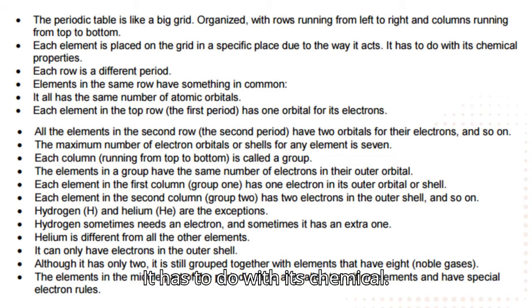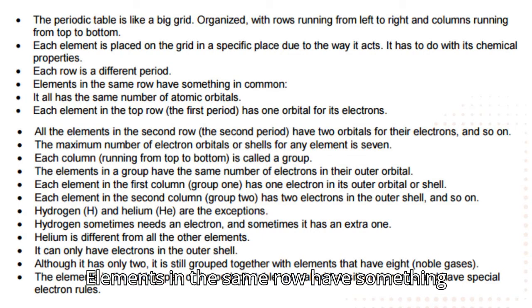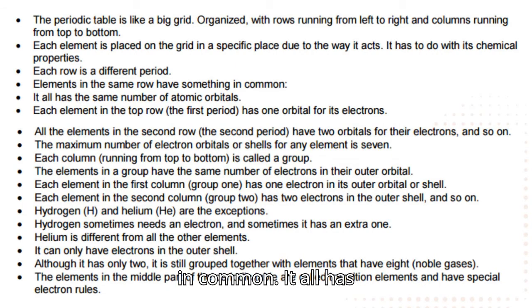It has to do with its chemical properties. Each row is a different period. Elements in the same row have something in common. They all have the same number of atomic orbitals. Each element in the top row, the first period, has one orbital for its electrons. All the elements in the second row, the second period, have two orbitals for the electrons, and so on. The maximum number of electron orbitals or shells for any element is 7.